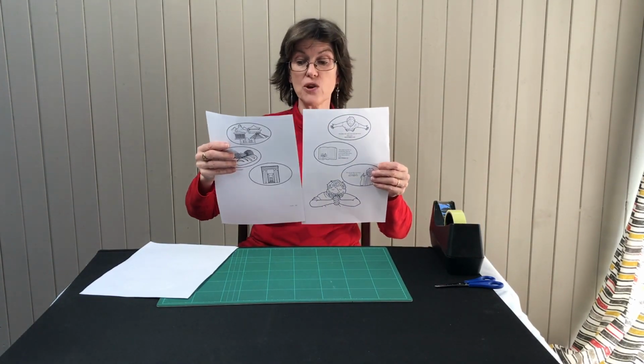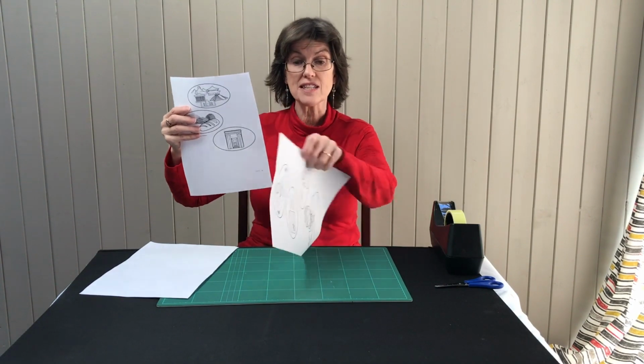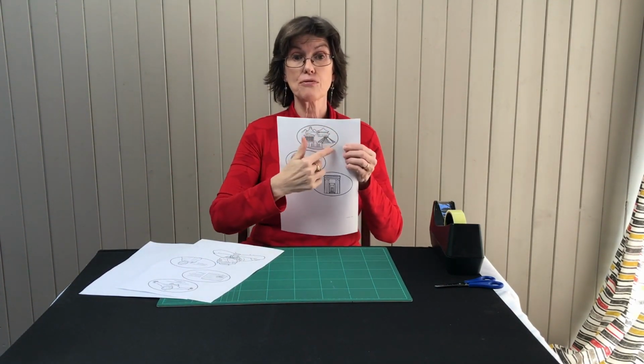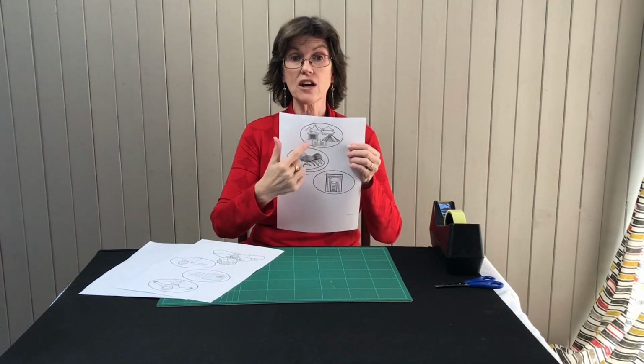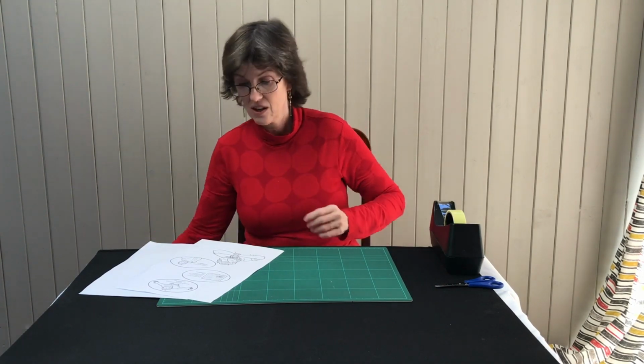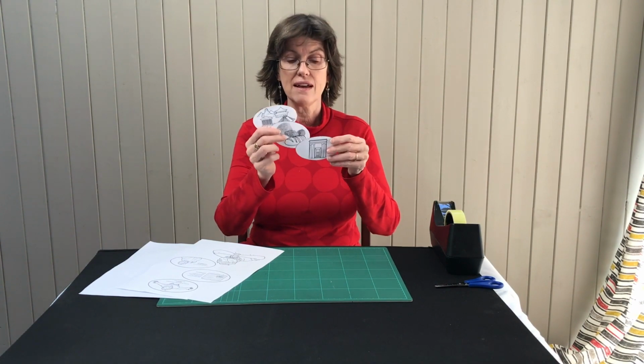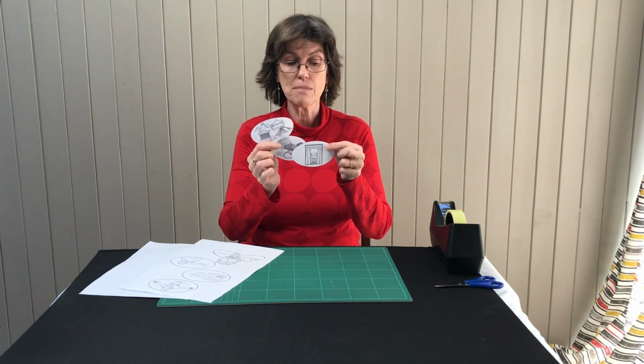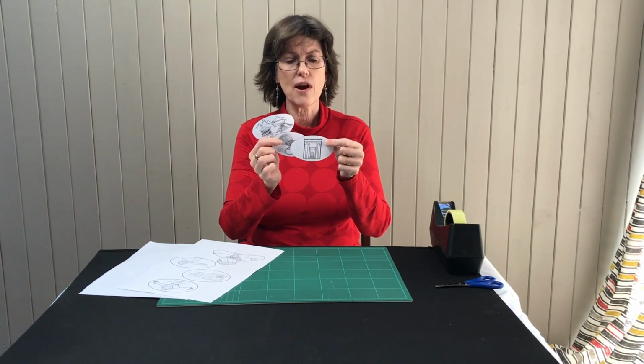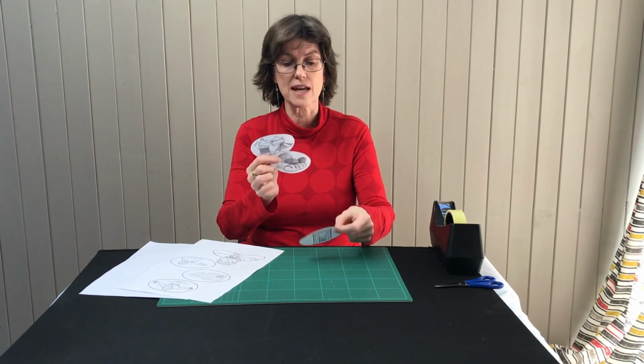And once you've got those, the first thing you're going to do is take this sheet, which has got the 3 ovals on it, and you're going to cut those ovals out. When you've done that, you'll be left with these 3. And these 3 images represent the ways that the devil tried to tempt Jesus in the wilderness.